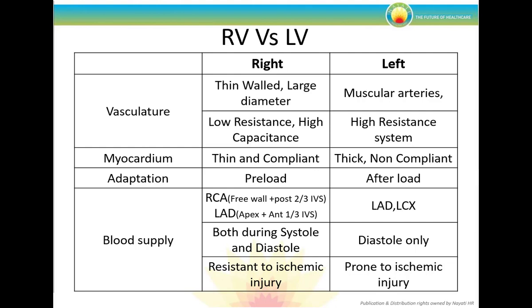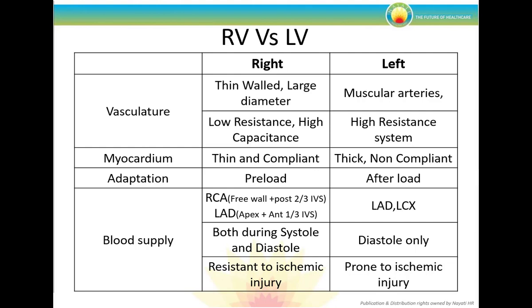The myocardium, as discussed, is thin and compliant. It adapts to preload very well because of the structure. And the blood supply: it has a dual blood supply with RCA and LAD. RCA supplies the free wall and the posterior two-thirds of the interventricular septum. And the LAD supplies the apex and the anterior one-third of the interventricular septum.